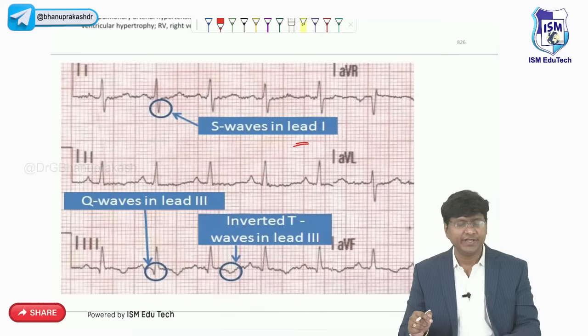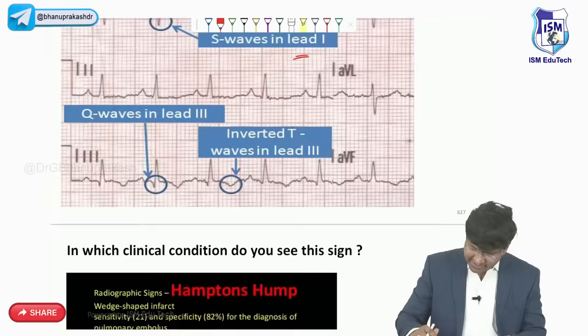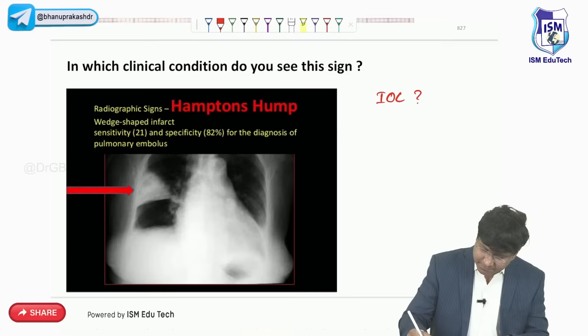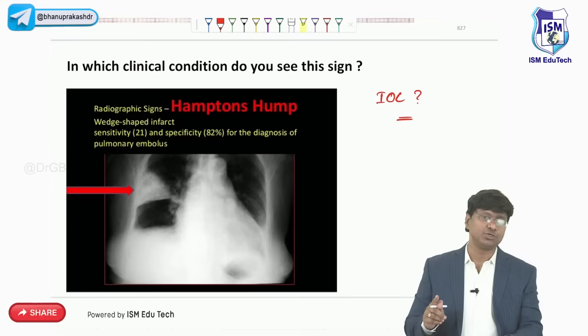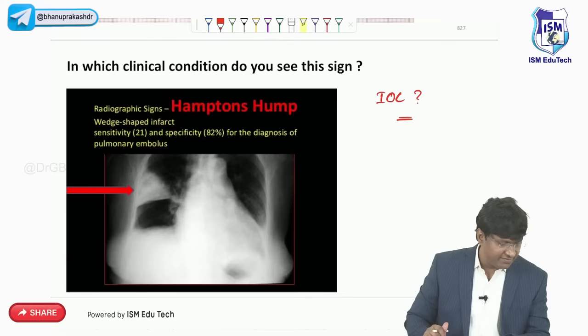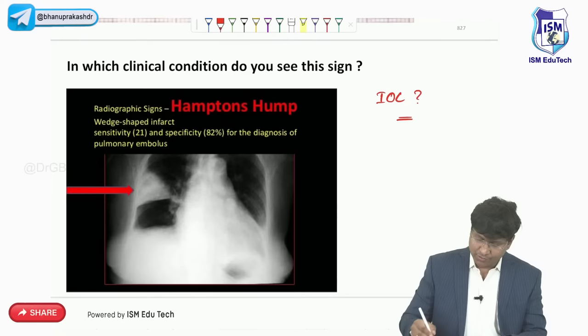Okay, what is the investigation of choice in case of pulmonary embolism? Anyone? What is the investigation of choice? It is not chest X-ray. Chest X-ray is not your investigation of choice. Very good. So the investigation of choice will be CT pulmonary angiogram.